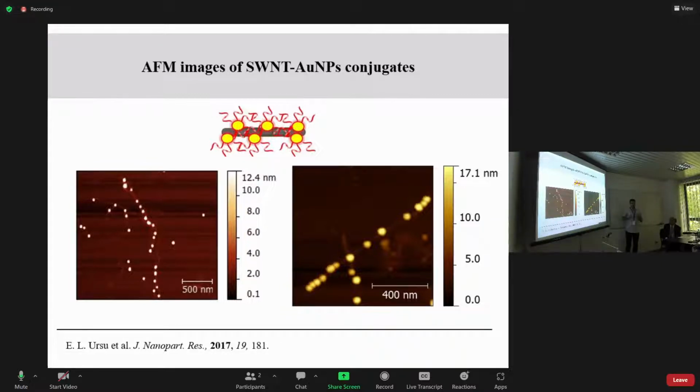What is important in this atomic force microscopy experiment is that we didn't see many of the gold nanoparticles lying around without carbon nanotubes. And this is very important actually. It means that all the used gold nanoparticles are decorated on the surface of the carbon nanotube.